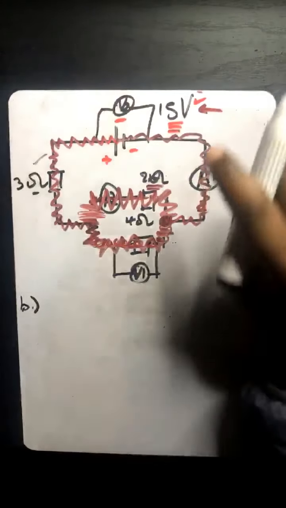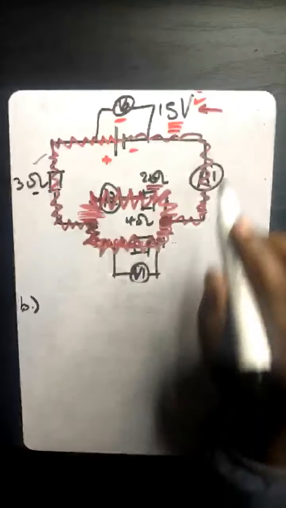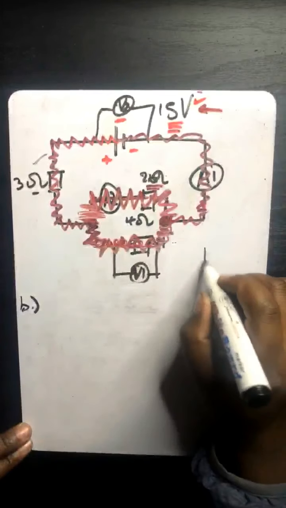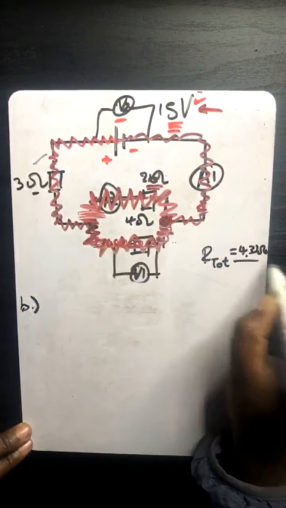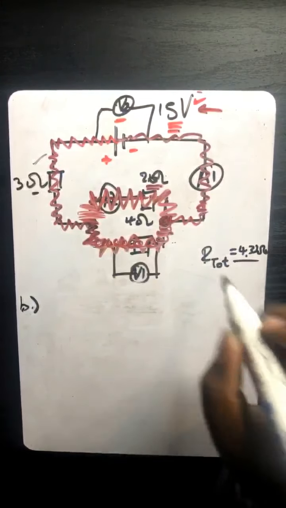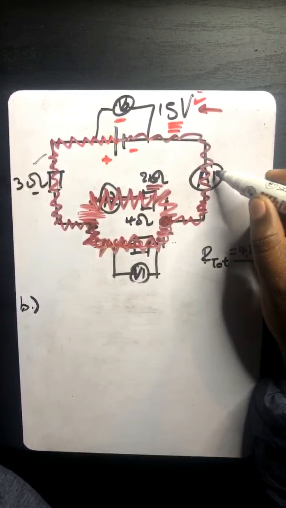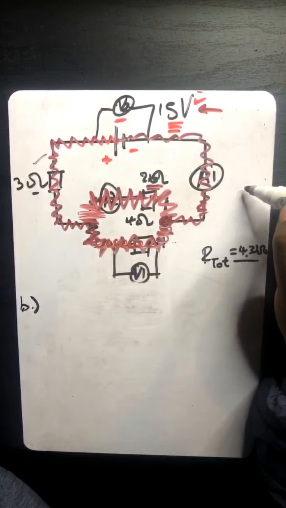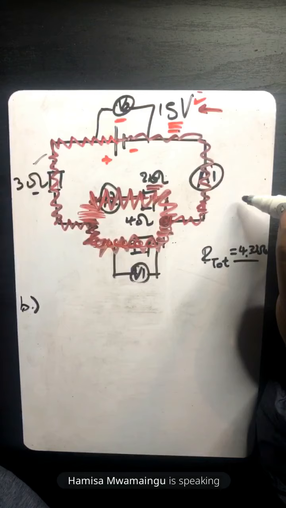Total current. Yes. They want you to calculate the current. So remember, we have R total, which is equal to 4,33 ohms. Let's just have it there just in case we need it. Can someone tell me, this current on A1, is it the total current or is it the split current? Total current. Yes, 100%.